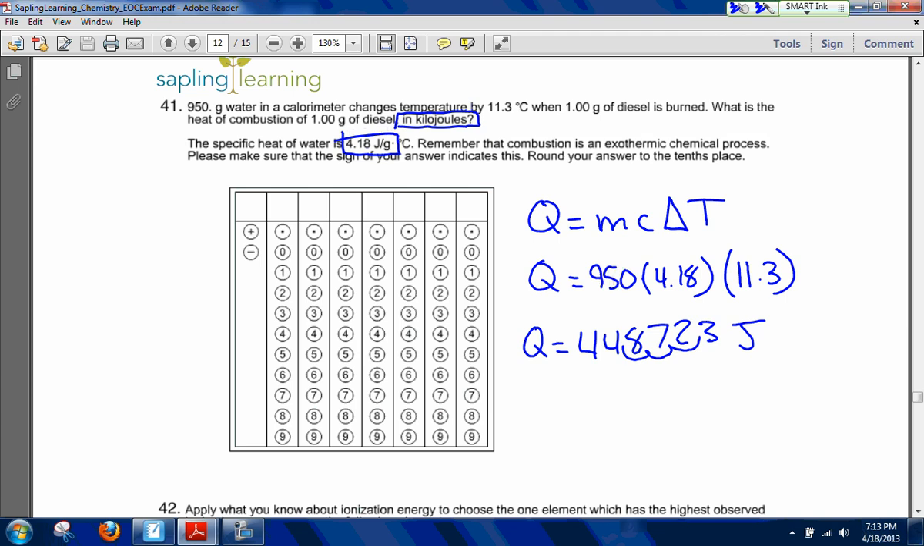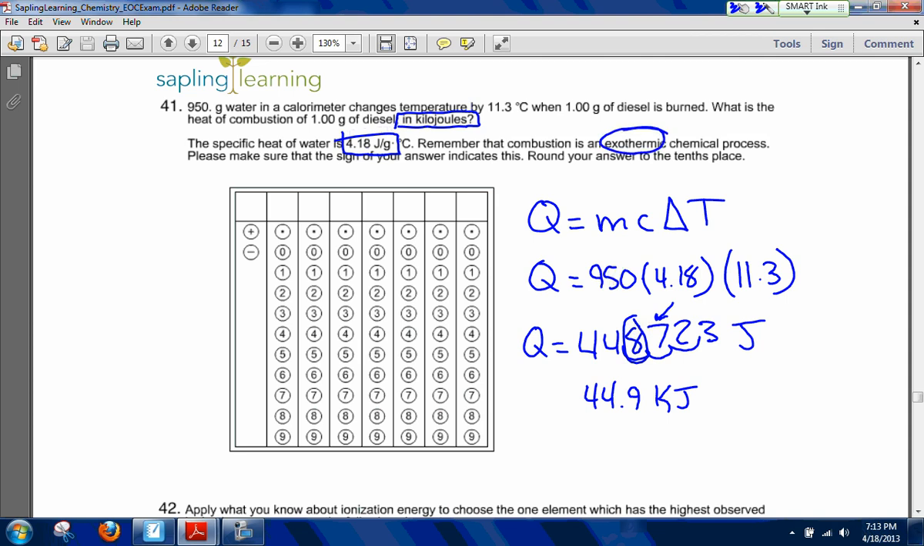It says, round your answer to the tenth. That's the important part right there. That's what I was looking for. So we have 44.87, so I'm looking at my tenth spot, this 8 right here. The number next to it is a 7, so I'm going to round up to 44.9 kilojoules.